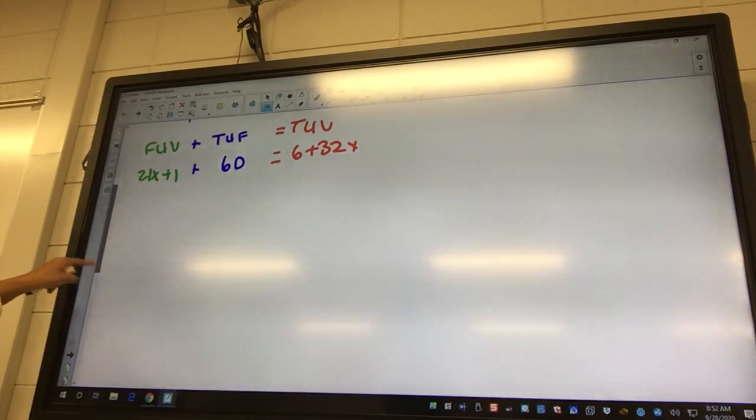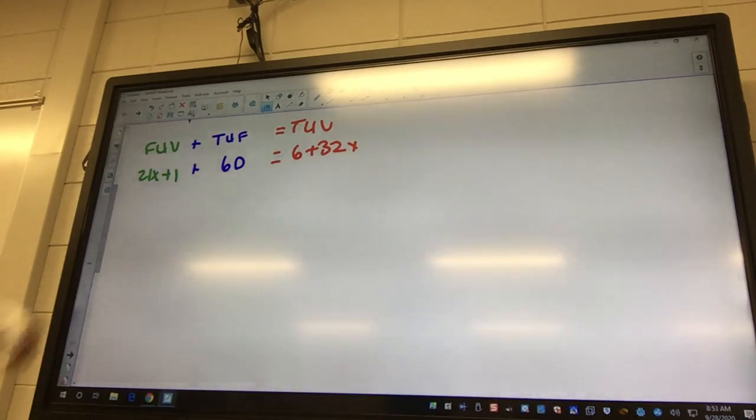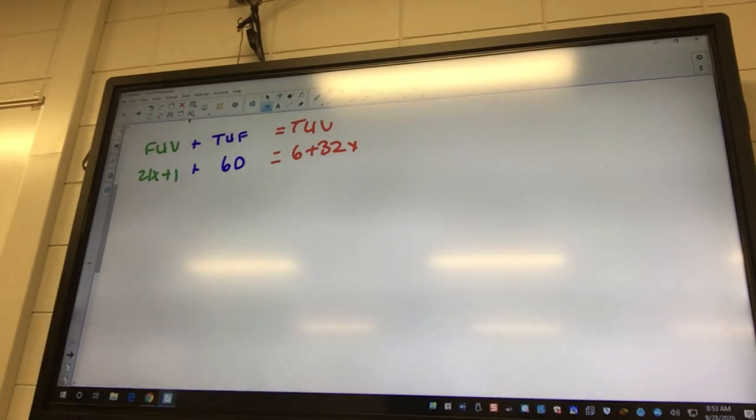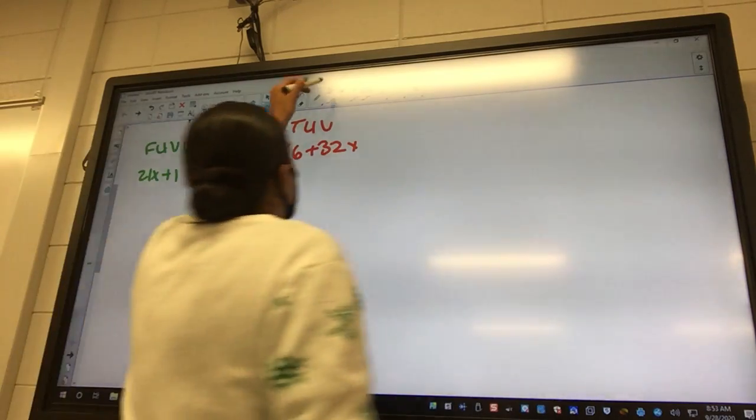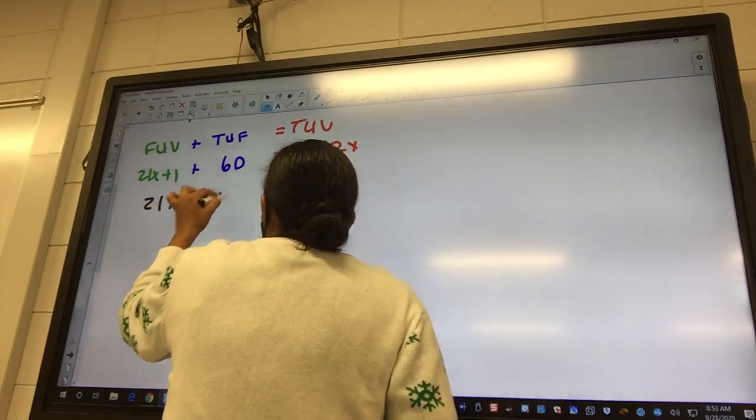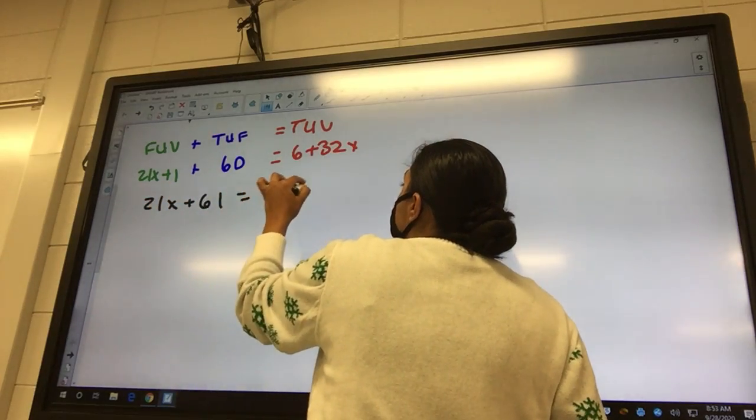Okay, so we got all our stuff written out. What is our first step after we write all our stuff out? Combine the like terms. So we're going to look on the left and say, okay, I got 21x plus 1 plus 60. What can we combine? The 1 plus 60. So I got 21x plus 61 equals 6 plus 32x.